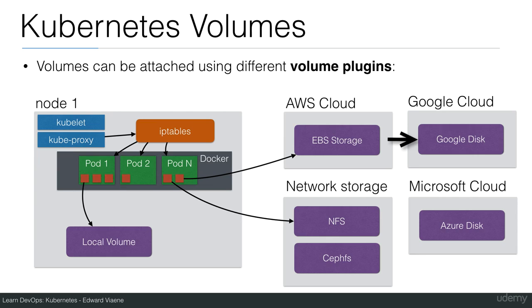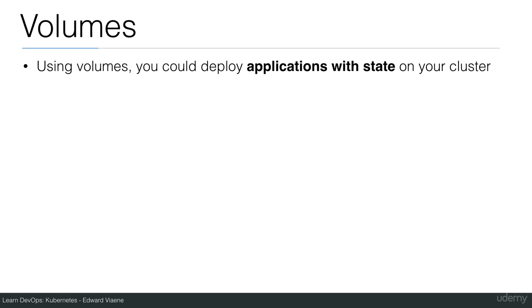If you're running on Google Cloud, you can use Google Disk. If you're running on Microsoft Cloud, you can use Azure Disk. And then there are some other network storage providers that you can use, that you might even implement yourself, like NFS or Ceph. Those are a little bit more complicated because you might have to set up a Ceph cluster or an NFS cluster before you can then use those volume plugins. The one that I'm going to discuss is obviously the AWS EBS volume plugin, because we can use it on our AWS cluster.